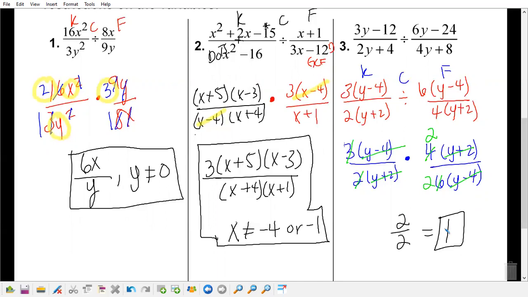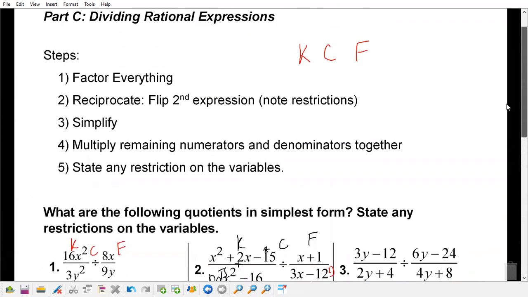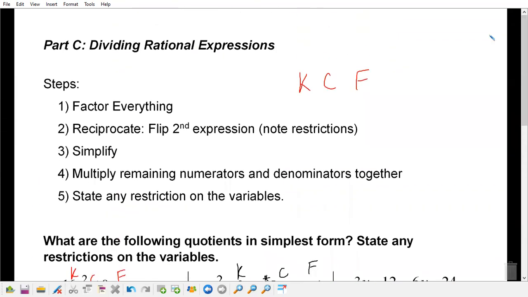Yes, there's more than one way to do it. All the ways work. All right. And that concludes division and multiplication and simplifying.